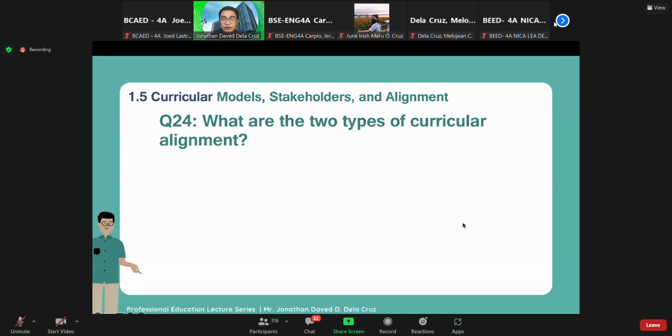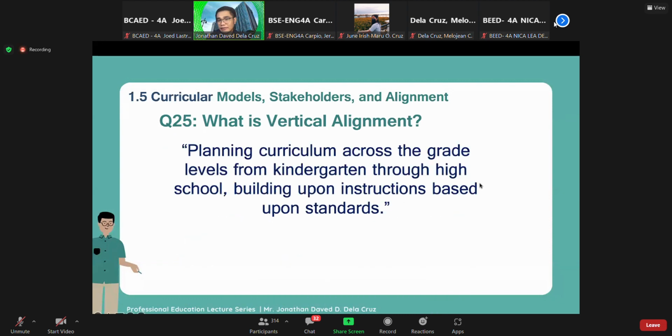There are two types of curricular alignments. These are vertical and horizontal alignment. So, puntahan natin ang vertical alignment. So the vertical alignment is planning of curriculum across the grade levels from kindergarten through high school and building upon instruction based upon the standards. So from kinder to high school. Actually, hanggang college nga yan eh. Okay? But anyway, tingnan muna natin ang educational process ng basic education. So from kinder to senior high school, there should be a vertical alignment kasi spiral progression tayo eh. So dapat aligned yung content ng first year level, second year, third year, no? Grade 1 to pataas.